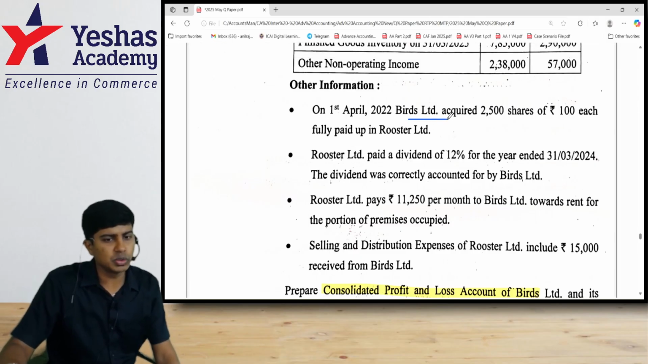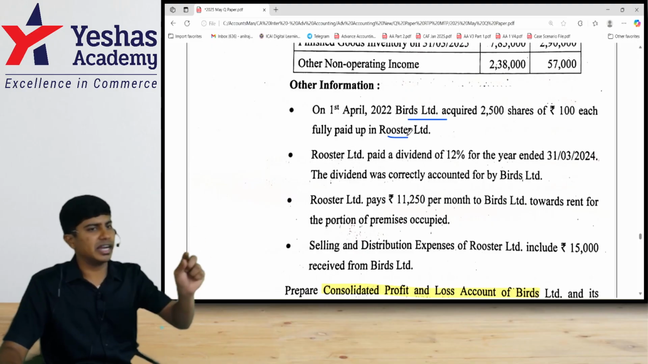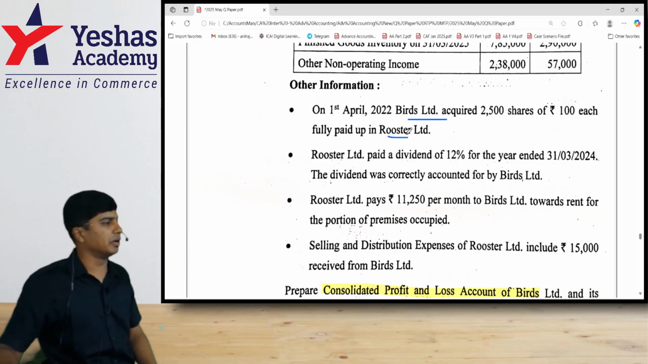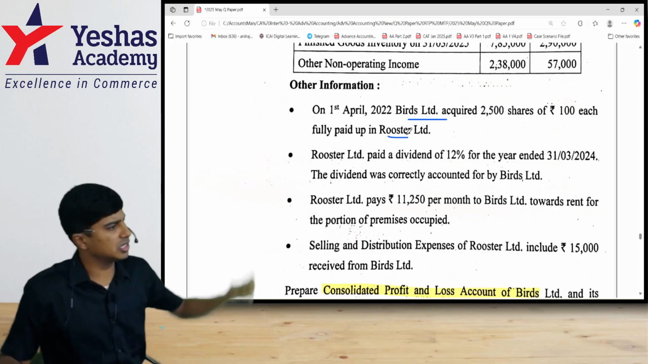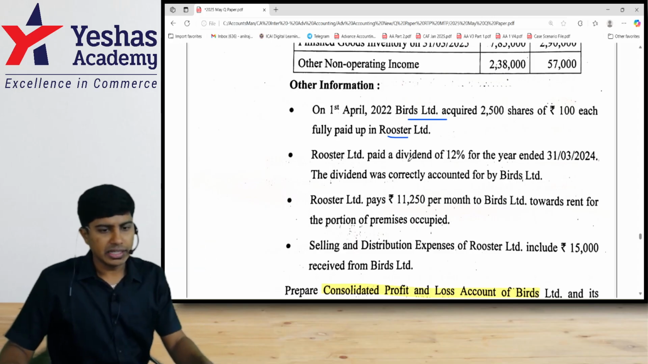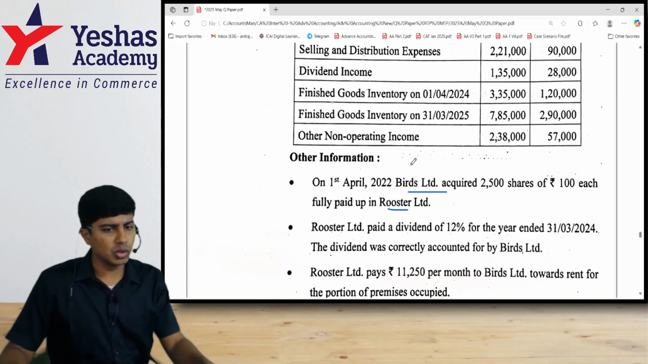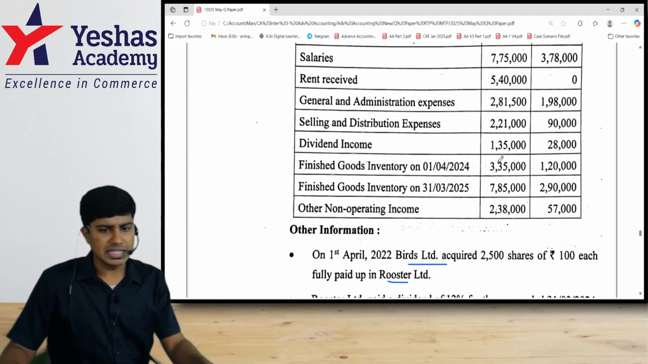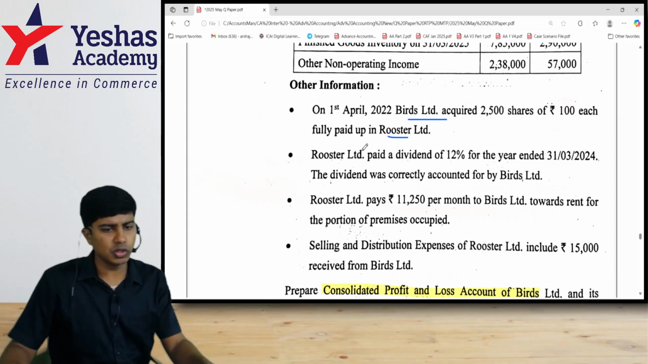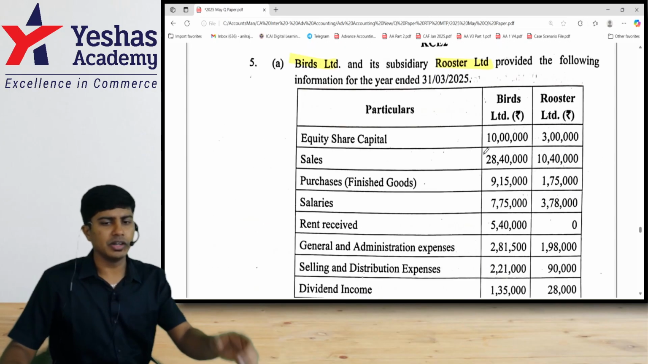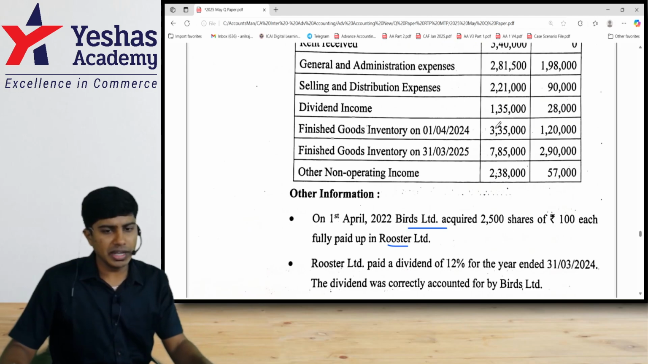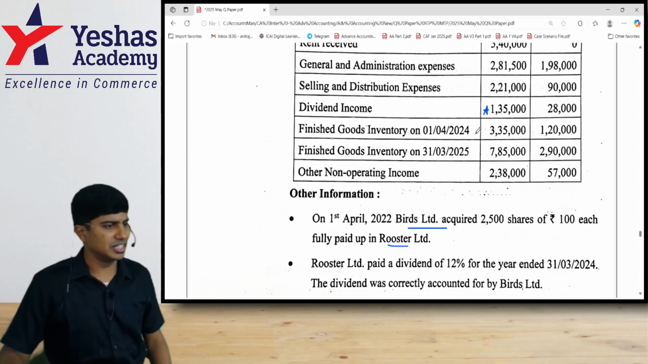So this is with regard to shareholding. This will help us identify how much percentage of the shares is held by holding and how much is with minority. This for the closing adjustment. Then there is some adjustment with regard to dividend. Do we have dividend anywhere? Yes. Dividend income. Who gives dividend to whom? Rooster Limited paid dividend. Rooster is subsidiary. So holding company's dividend income will change slightly. We should check whether it is pre or post and then adjust.